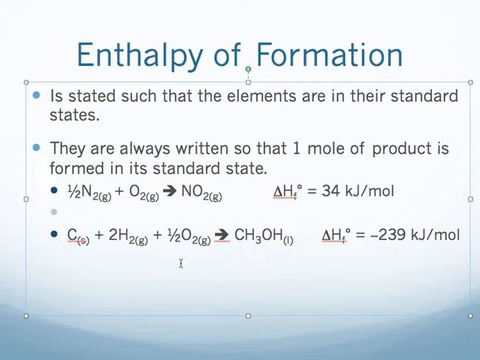Okay. To make methanol, CH3OH, again, I'm taking carbon solid, which is at standard state at 25 degrees and 1 atmosphere, diatomic hydrogen, diatomic oxygen, and I create something. When I create methanol from 0 enthalpy, I get an exothermic change of negative 239 kilojoules per mole of methanol created.